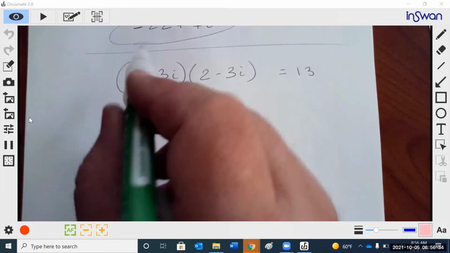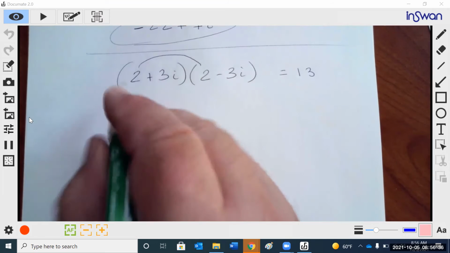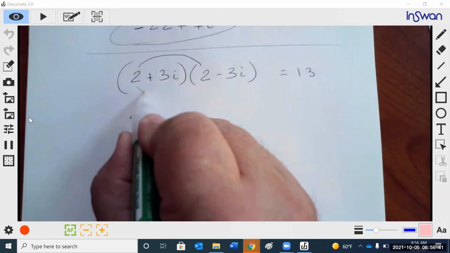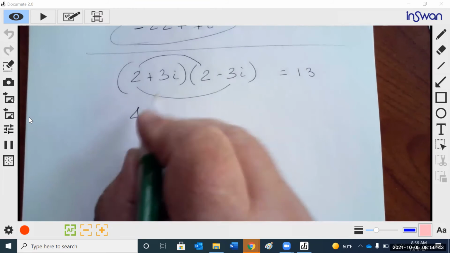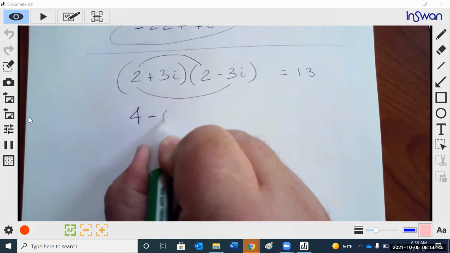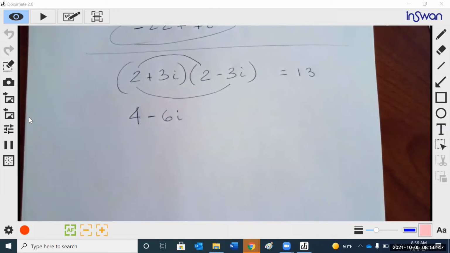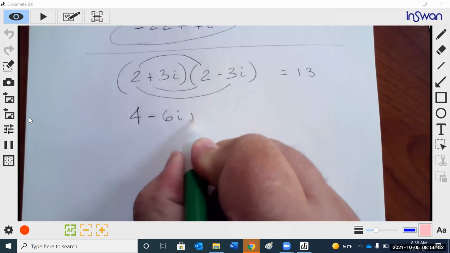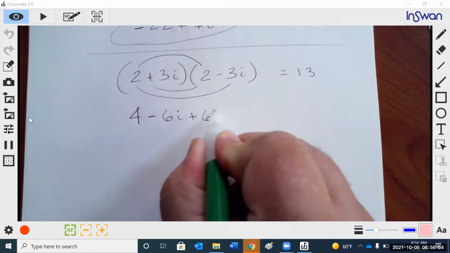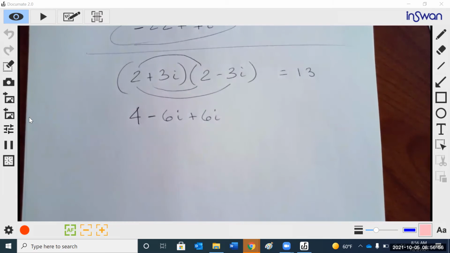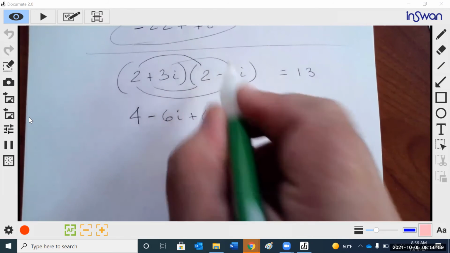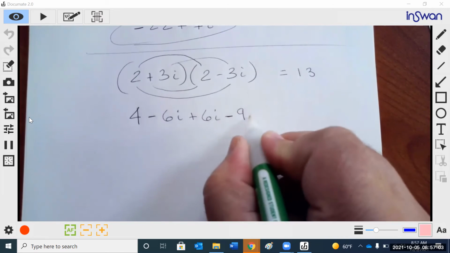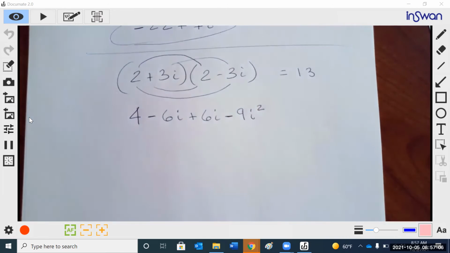Okay, so the first one. 2 times 2 is 4. Positive times negative is a negative. 2 times 3 is 6i. Positive times positive is positive. 2 times 3 is 6i. Positive times negative is negative. 3 times 3 is 9. i times i is i squared.